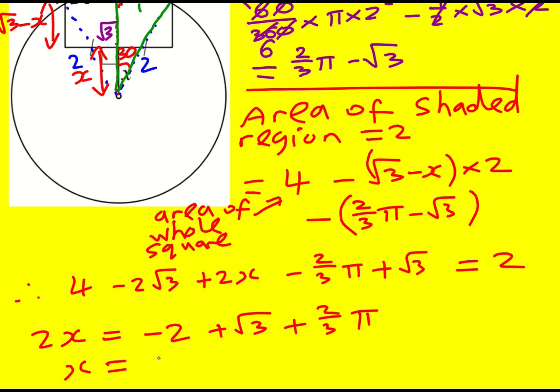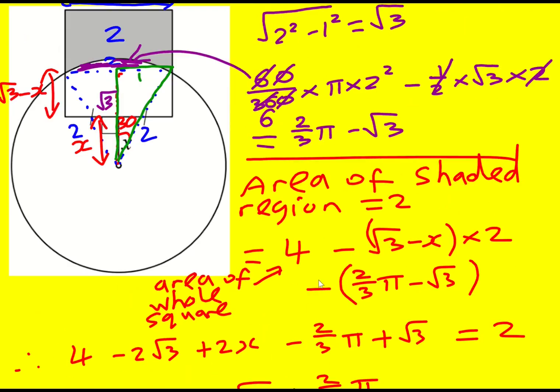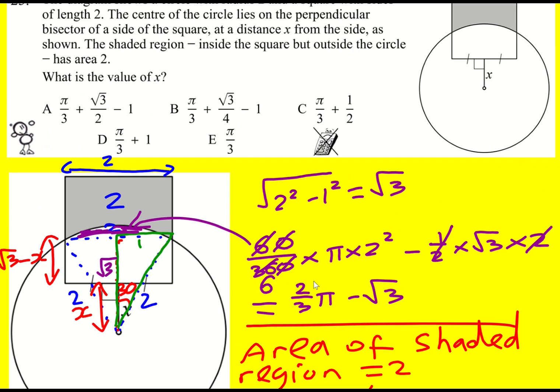I'm going to put the minus at the end, so I'll write the pi first. It's going to be 1/3 pi plus root 3 over 2 minus 1. 1/3 pi plus root 3 over 2 minus 1. And that's our answer A. Well done.